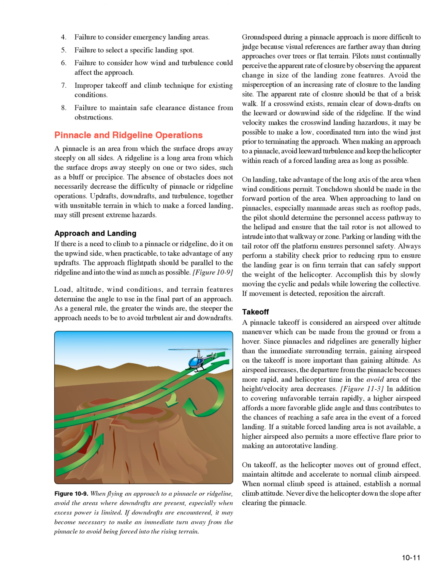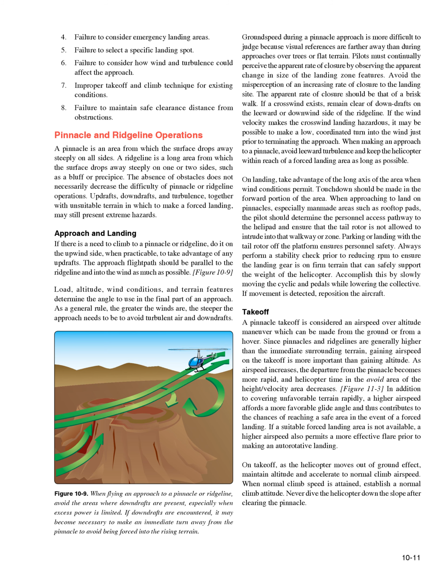Pinnacle and ridgeline operations. A pinnacle is an area from which the surface drops away steeply on all sides. A ridgeline is a long area from which the surface drops away steeply on one or two sides, such as a bluff or precipice. The absence of obstacles does not necessarily decrease the difficulty of pinnacle or ridgeline operations. Updrafts, downdrafts, and turbulence, together with unsuitable terrain in which to make a forced landing, may still present extreme hazards.